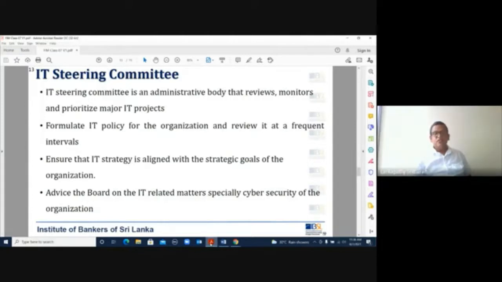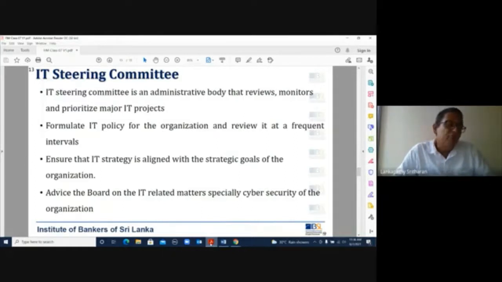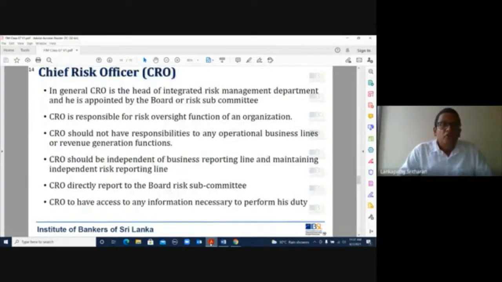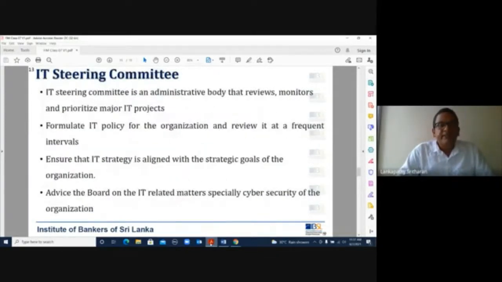These are things you can just read and get. They formulate the IT policy for the organization, review it at frequent intervals, ensure the IT strategy, and advise the board on IT related matters. Definitely the IT committee has to advise the board, because not every member necessarily has adequate knowledge of IT matters. So it is important to give advice. That is all about the committees.